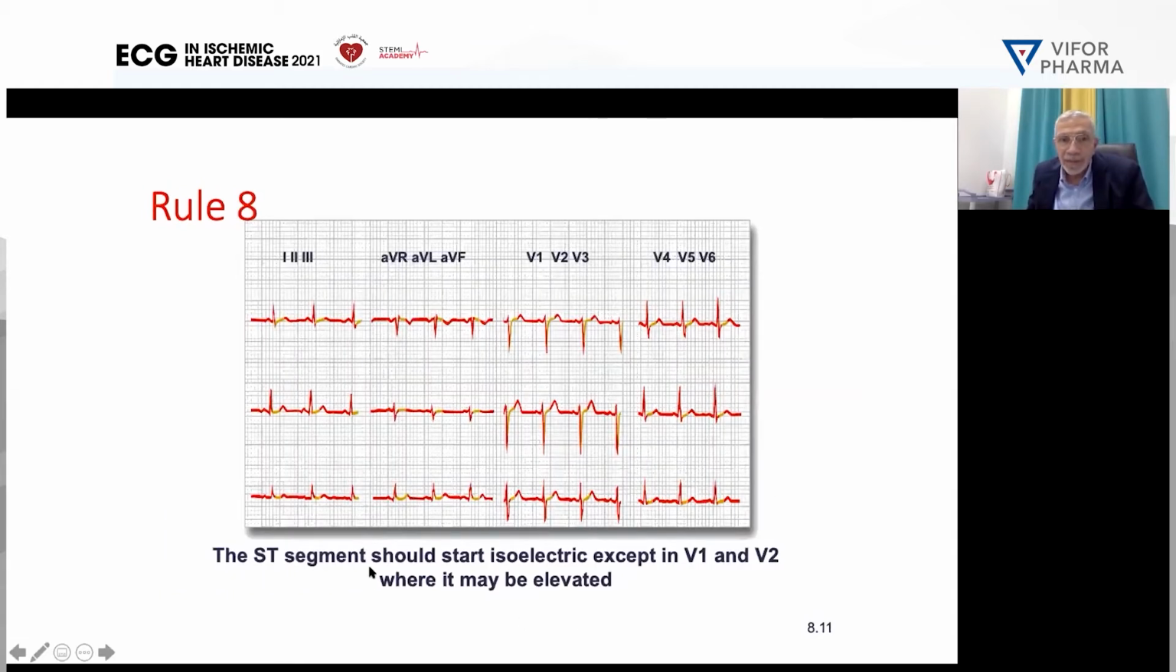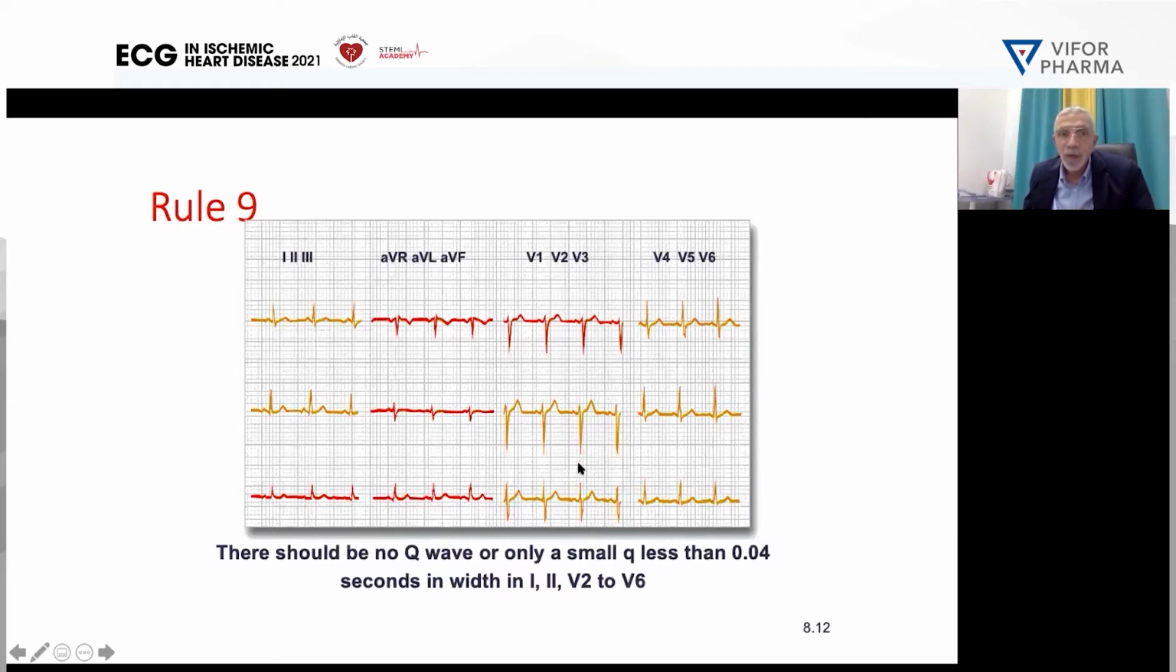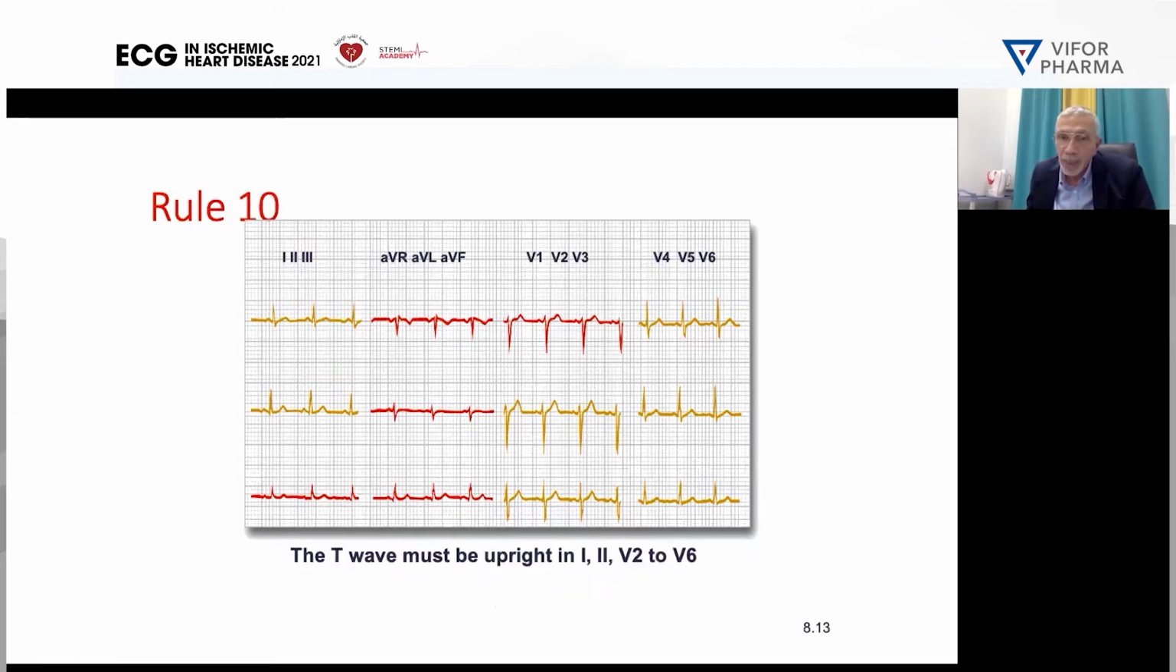Rule number 8, the ST segment should start isoelectric except in V1 and V2. What does it mean? It means that sometimes you can find ST segment elevation in V1 and V2 that does not mean there is myocardial infarction. You have to be aware of that. Rule number 9, there should be no Q wave, or normally a small Q wave less than a small square, in lead 1 and lead 2 and from V2 to V6. If you find a tall or wider Q wave, you are talking about an old infarction.